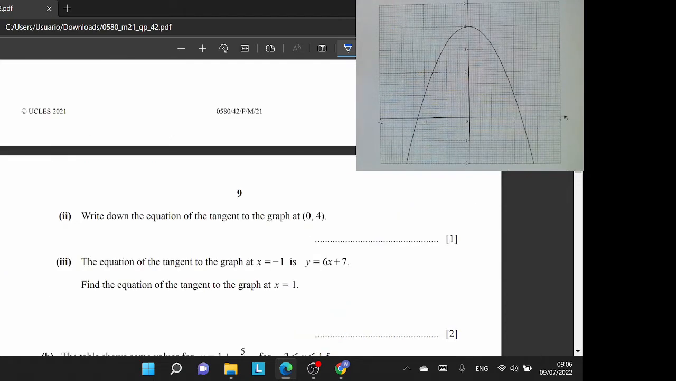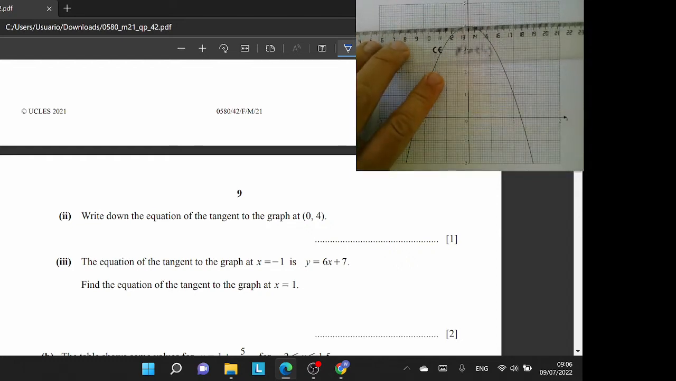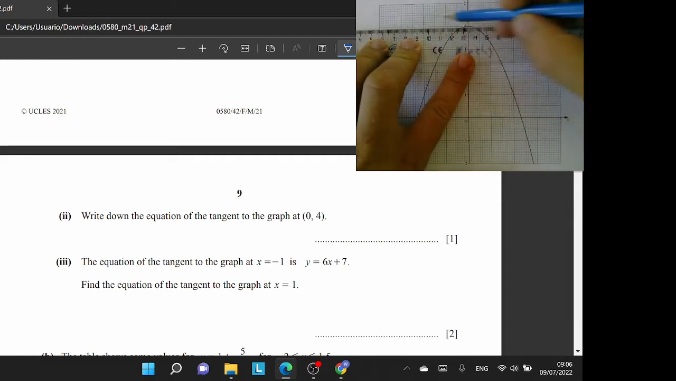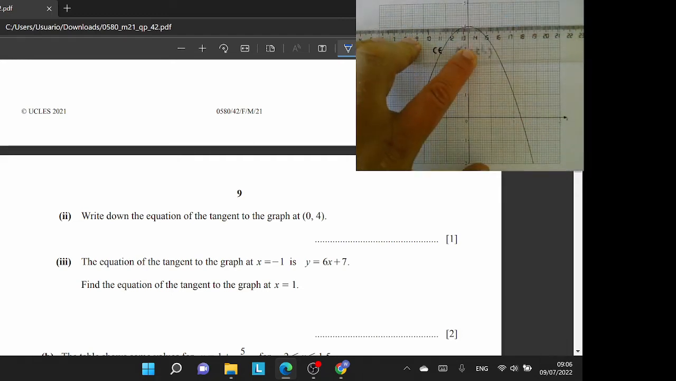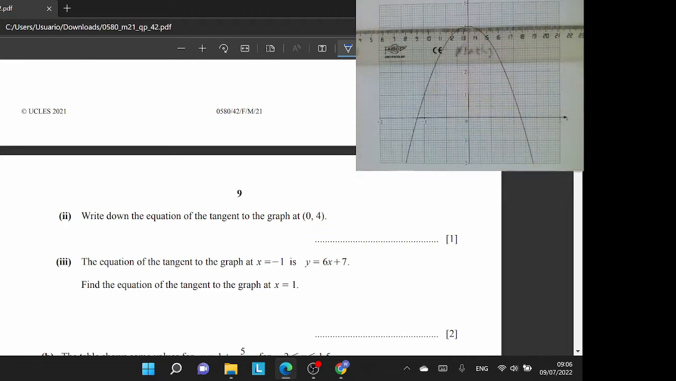Question 6a, number 2. Write down the equation of the tangent to the graph at 0, 4. So 0, 4 is that turning point right there. And we can just imagine if we were to draw a tangent there, it will be a horizontal line like this, going through 4 on the y-axis. So the equation, this is very important, we need to write an equation which has an equal sign, is the line that goes through 4 on the y-axis. Y equals 4.